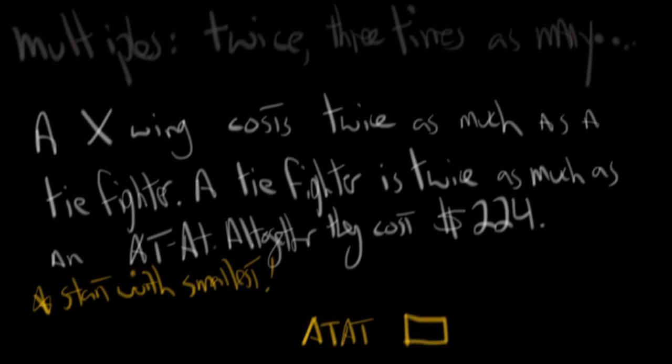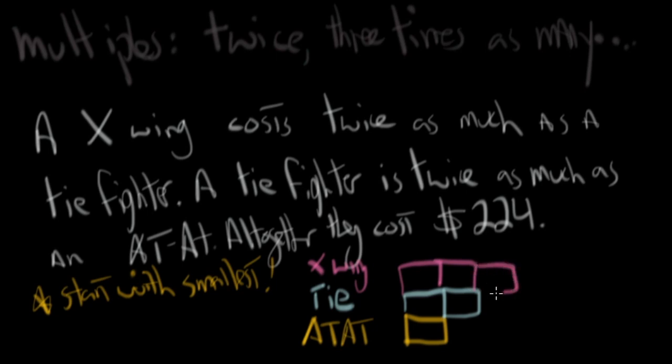One box. And now a TIE fighter is twice as much as an AT-AT. So a TIE fighter, how many boxes would it be? Twice as much. It'd be 2 boxes. Cool. And then what about an X-Wing? It's twice as much as a TIE fighter. So how many boxes would it be? If a TIE fighter is 2, then the X-Wing would be 4. Are all the boxes the same size? Yeah, they're all the same size.